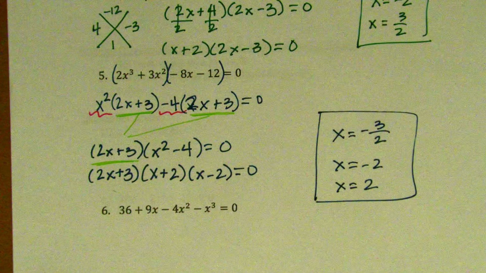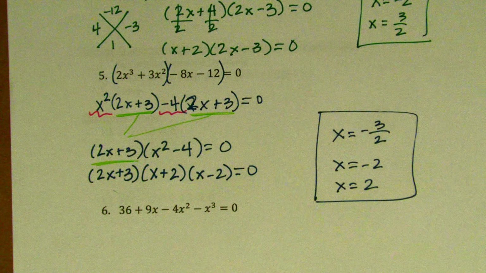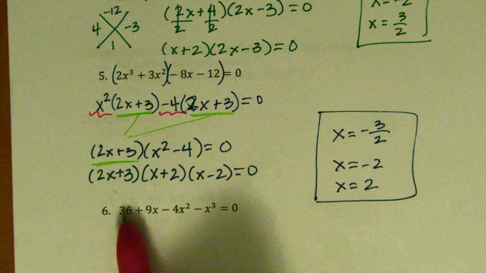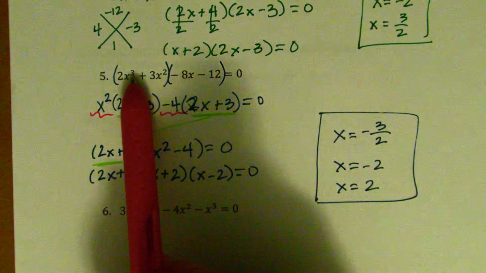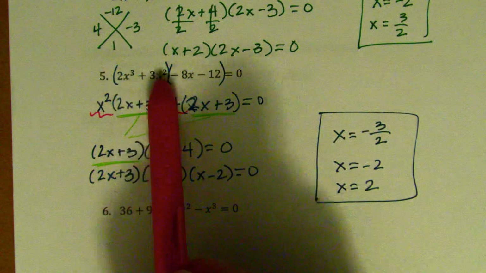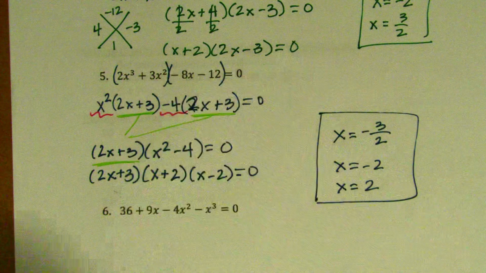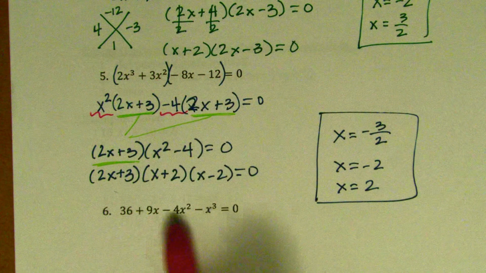For the next one, it's going to have an extra step here, and the reason why is because you can see that this is not in descending order. This is what's called descending order. The largest exponent, then the next largest exponent, the next largest exponent, all the way down to the constant. This is not in descending order.